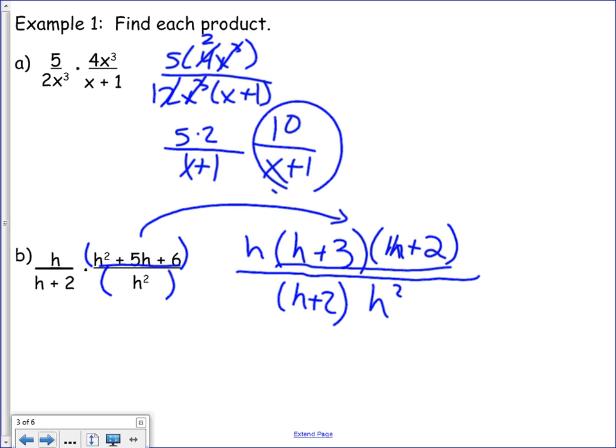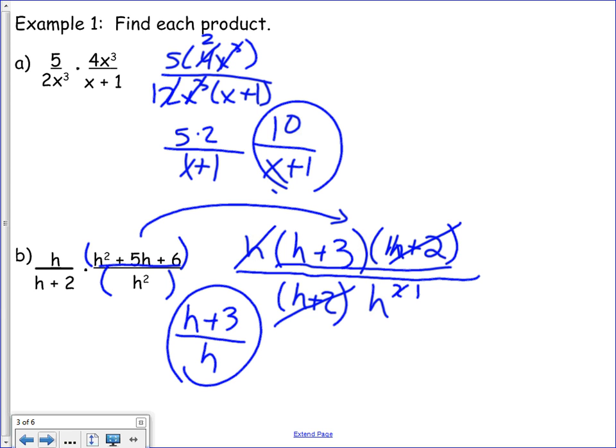Now what we can do is divide out the common factors. So we have an h plus 2 and h plus 2. We have 2 h's here, so that's going to go down to 1h, and we'll cancel out the h over here. So we're left with h plus 3 over h. So sometimes you might want to just factor right away, because if I would have kept going the route I was going, I would have ended up factoring out the greatest common factor of h, and then factoring h squared plus 5h plus 6 again.